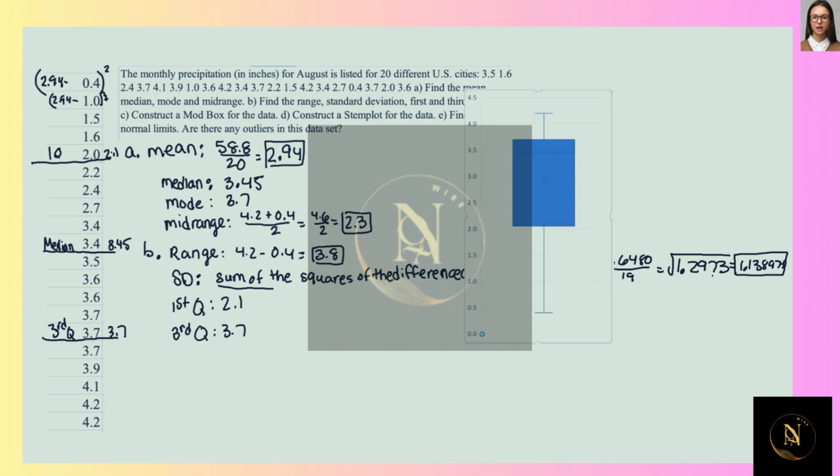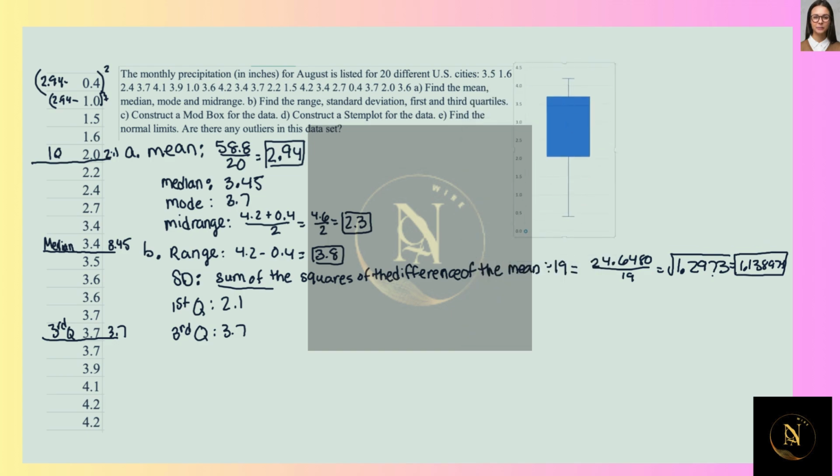So this is C. The scale that I used is from 0 to 4.5. I counted by 0.5. This is my minimum, my maximum, my first quartile, my median, and my third quartile. This is where my median is right here.